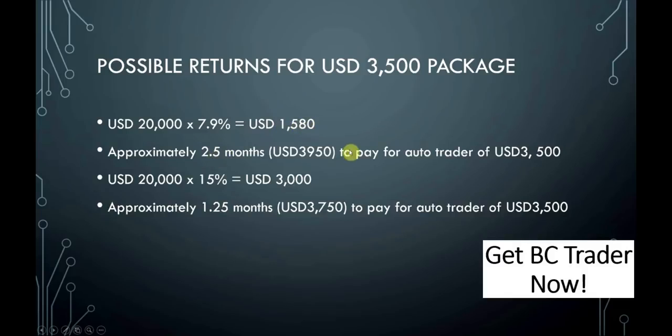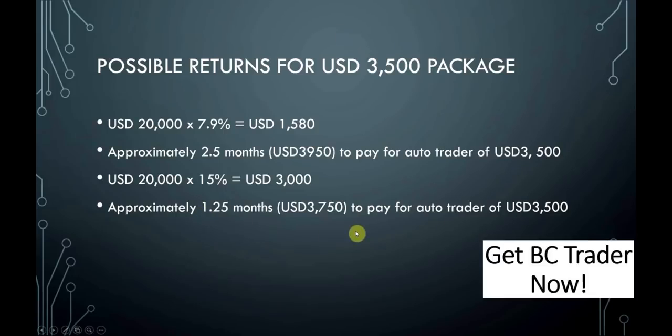Approximately 2.5 months, you will be able to pay for the auto trader, which basically means the other 9.5 months you will be in profit. And if it's 15%, it's only 1.25 months, approximately about 5 weeks. You'll be able to pay for your package of 3,500, and all the other months will be in profit. It's about 10.75 months. Yeah, somewhere around there.